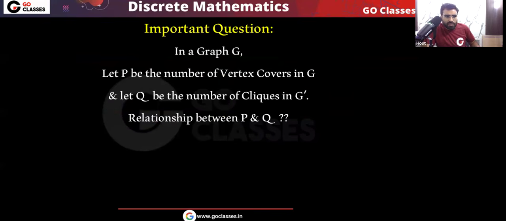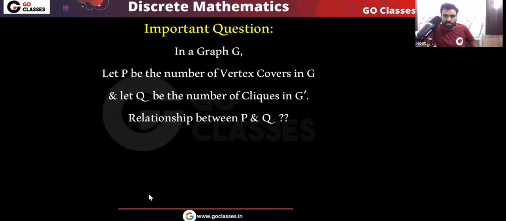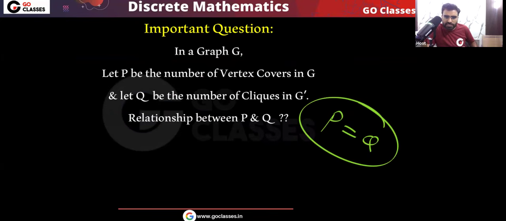Let's see this question. Let P be the number of vertex covers in G. Let Q be the number of cliques in G complement. What is the relationship between P and Q? Again, this will be equal. But why? What is the reason?